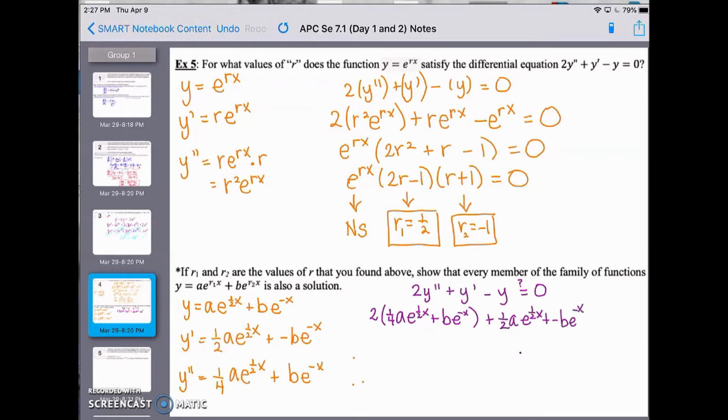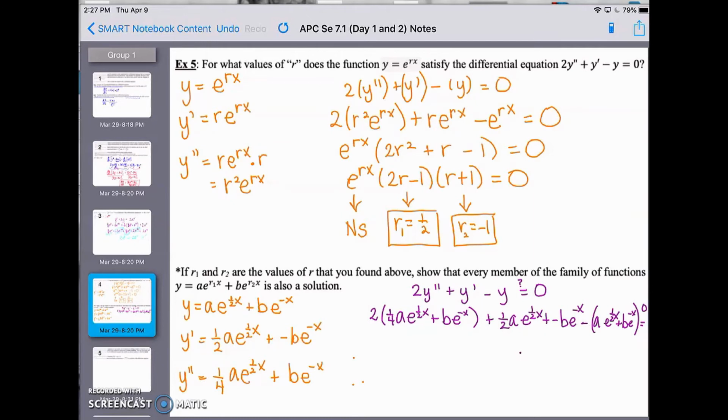Now I have to be careful here, minus, and I am subtracting all of my y, a e to the 1/2 x plus b e to the negative x equals 0. Sorry about the smush. All right, I'll spread out a little bit. My next step here, so now I'm going to do some distributive property.